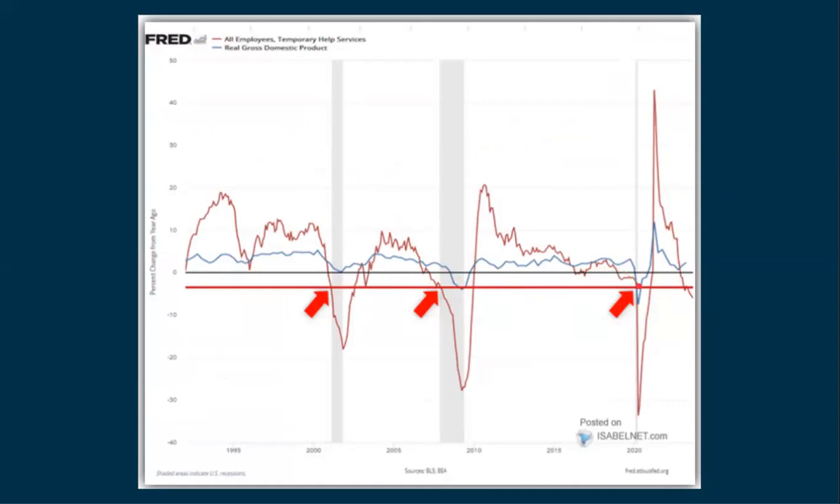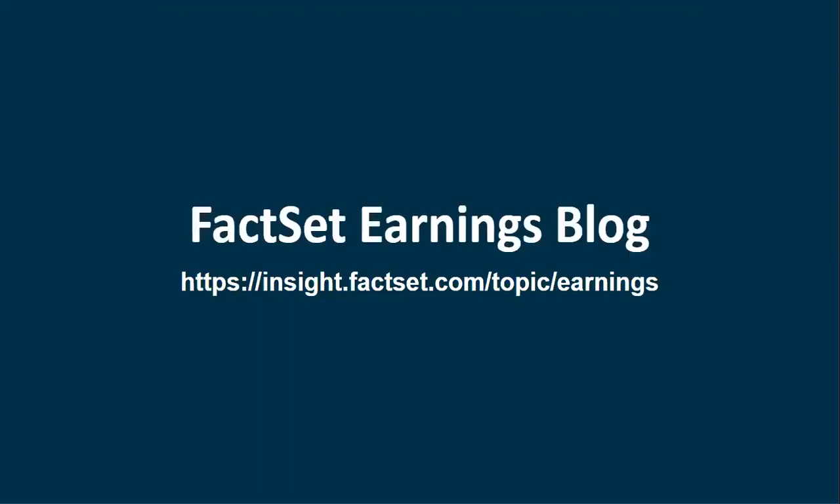This is something pointing in favor of, yes, we might in fact go into a recession. But we have just as many charts that are suggesting that we won't go into a recession. And that's why we're seeing a lot of debate going back and forth about this.